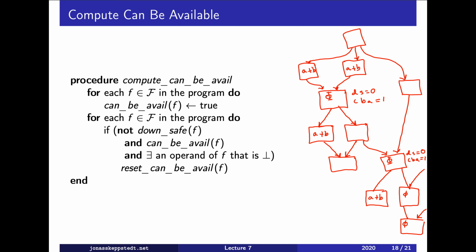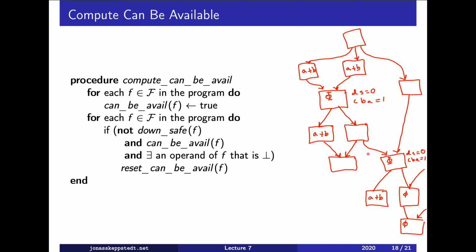Okay, so what do we do? We go through all phi functions and set this can be available to true initially for these two as well. And then we go through every phi function again and check if it is not down safe and it has an operand which is bottom. In that case, we should do reset can be available. Of course, we first check that it has not already been reset. Okay, so we do that, and then we call reset can be available.